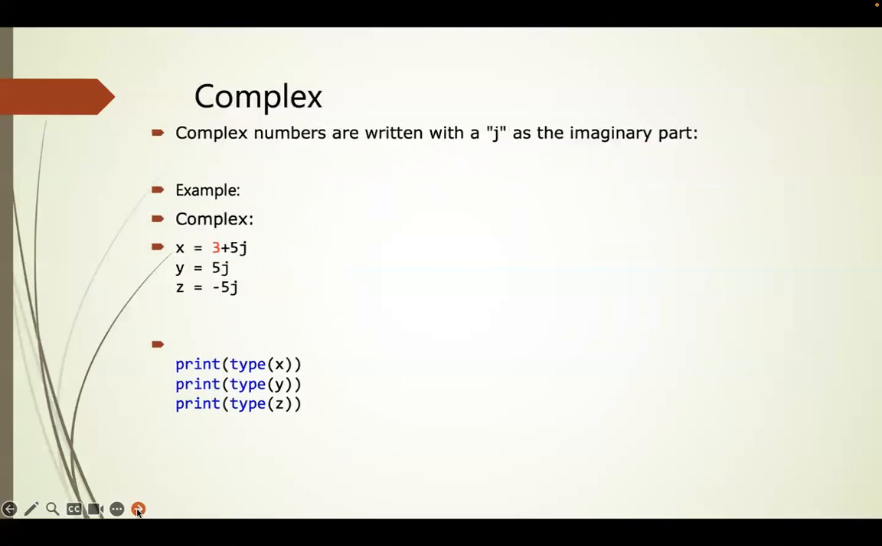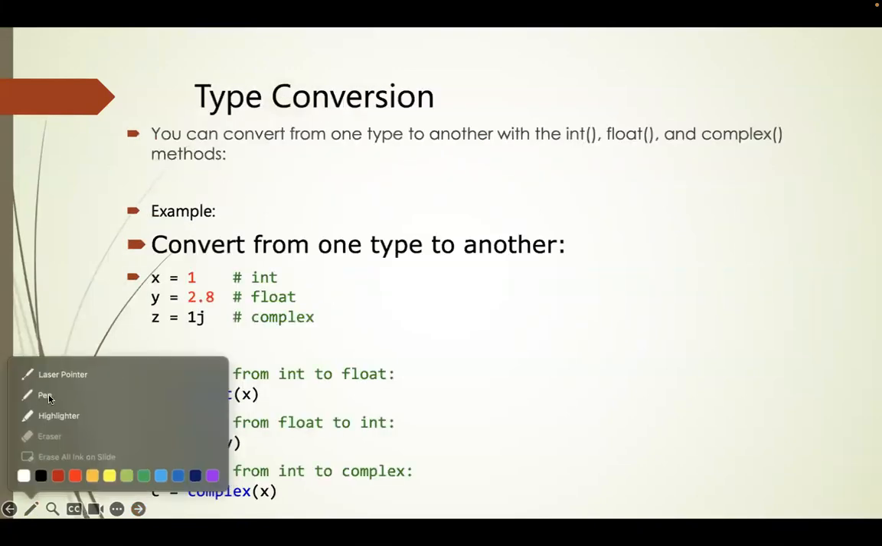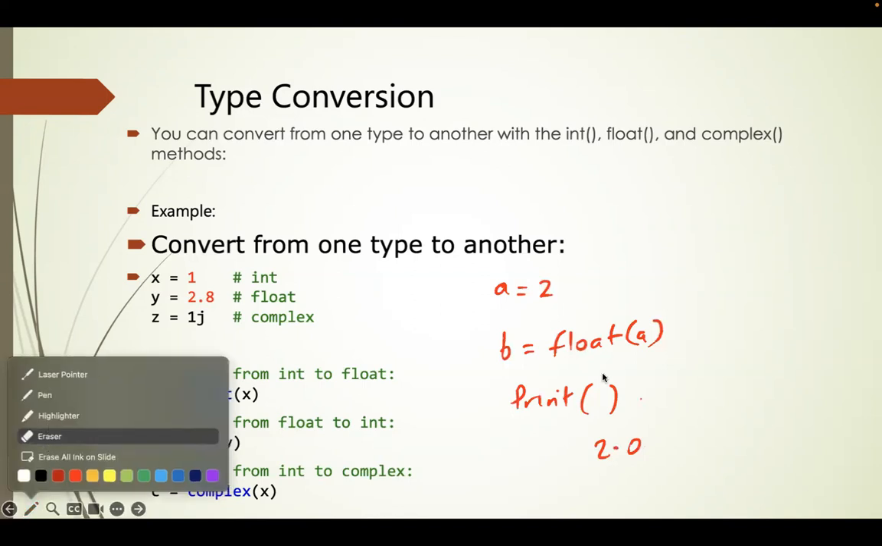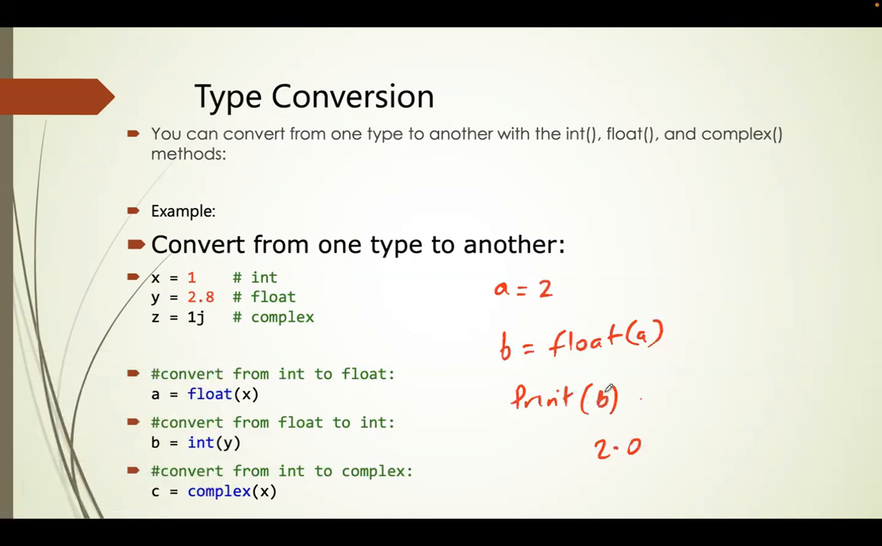Okay, went back to the beginning. So let me give an example. Let's say we have a number A is equals to 2. Then I say B is equals to float A. So when I print A, what would I have? I'm gonna have 2. Sorry, if I print B, are you with me? If I print B, it's gonna give me what? It's gonna give me 2.0.